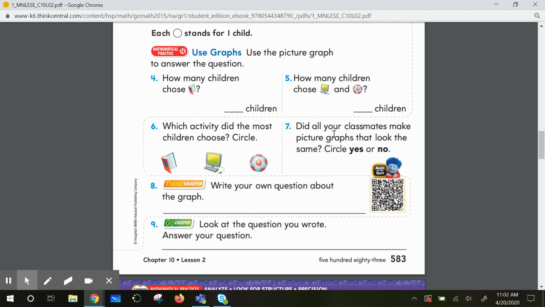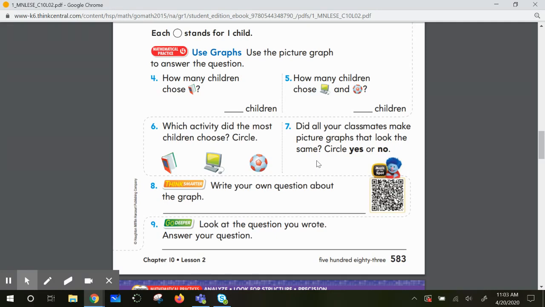Did all of the people, because we have to change it from classmates to people, make picture graphs that look the same? We're going to forget number 7 because they're not going to look exactly the same because you're all going to ask 10 different people. And number 8, write your own question about the graph. What do you wonder about the graph? What would you want to have answered by the graph? And number 9, look at the question you wrote and answer the question.